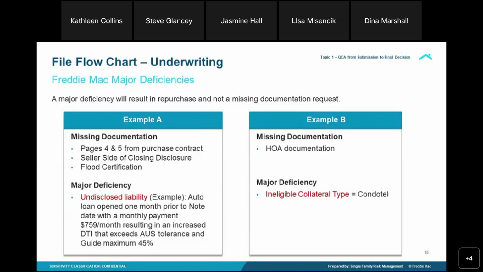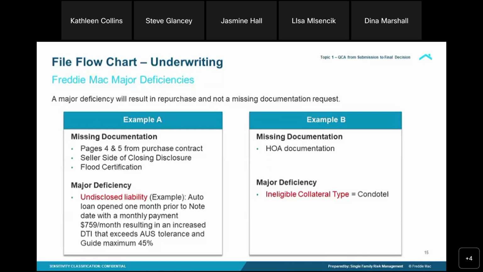The addition of the undisclosed liability results in a debt ratio that not only exceeds the Loan Product Advisor resubmission tolerance of 3%, but also the maximum allowable per Freddie Mac guide for a manual underwrite. Despite the fact that documentation is missing, the undisclosed obligation resulting in an excessive DTI cannot be cured via missing docs. Example A will go straight to repurchase for the undisclosed obligation resulting in an excessive debt ratio, and we will also add the list of missing documents to the repurchase demand.